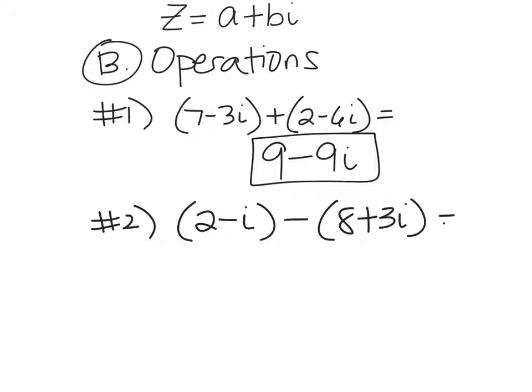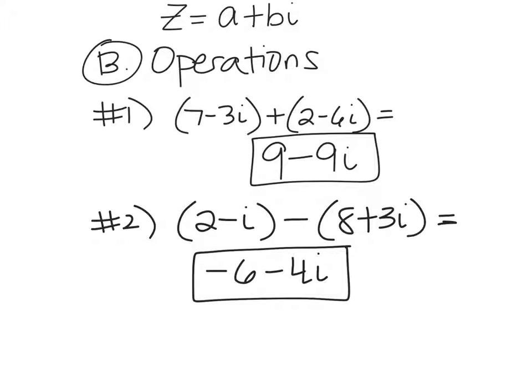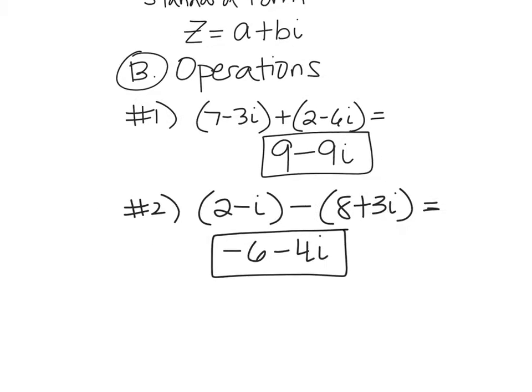It's a little tricky. And over the years, you start to get used to the mistakes that people make. The mistake that people make here is they forget to subtract the second half. So they'll go 2 minus 8 is negative 6. But then we need to go negative i minus 3i is negative 4i. Okay? So be careful with those. Subtraction is always a little trickier than addition.